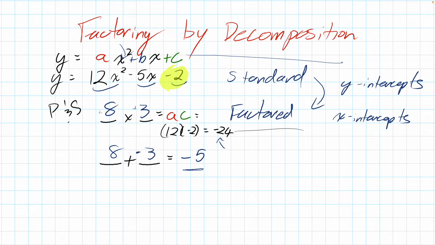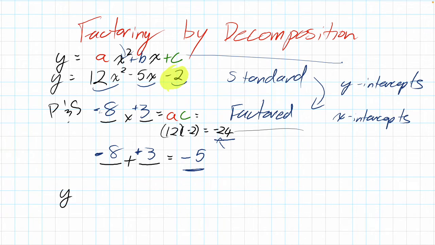Okay, let's see it. 8 plus -3 will actually give me +5. I need the larger number to be the negative, which is okay. It takes some time to practice to see that very quickly. So we need -8 and +3, and that will give us the multiplication of 24 and the addition of -5. Great.